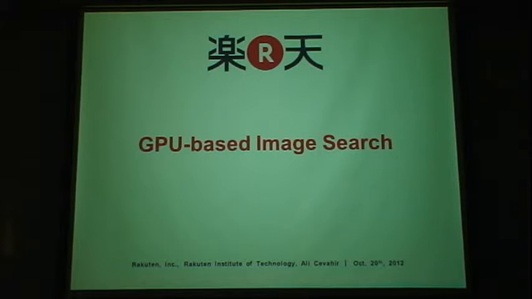Good afternoon. My name is Ali. I am going to talk about our work on GPU-based image search.